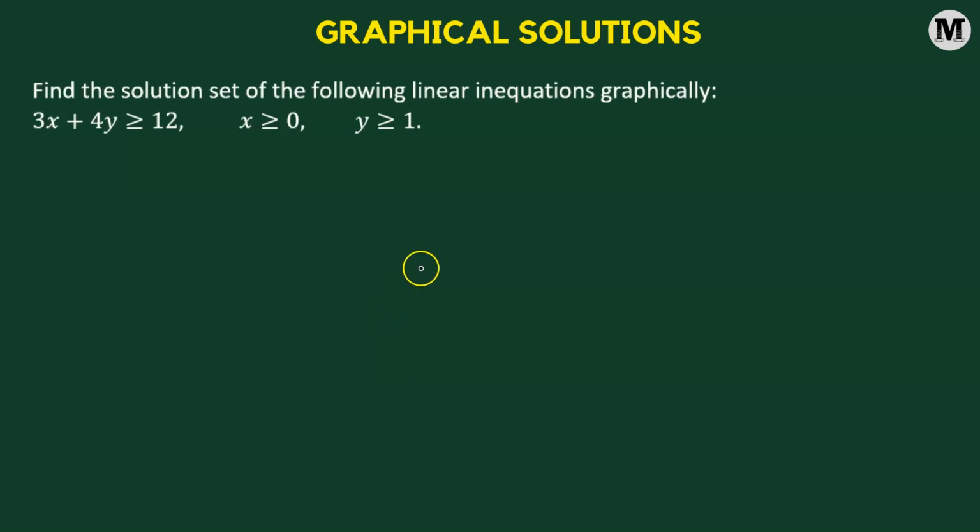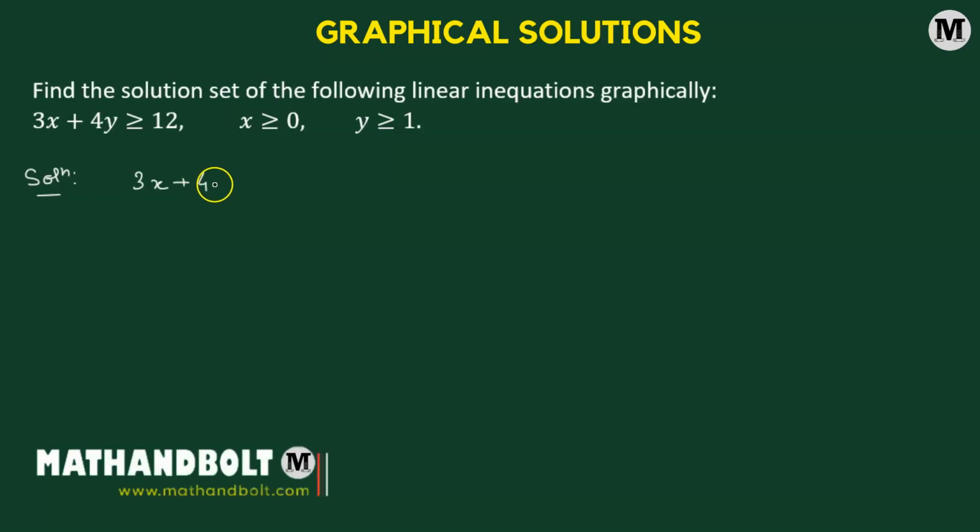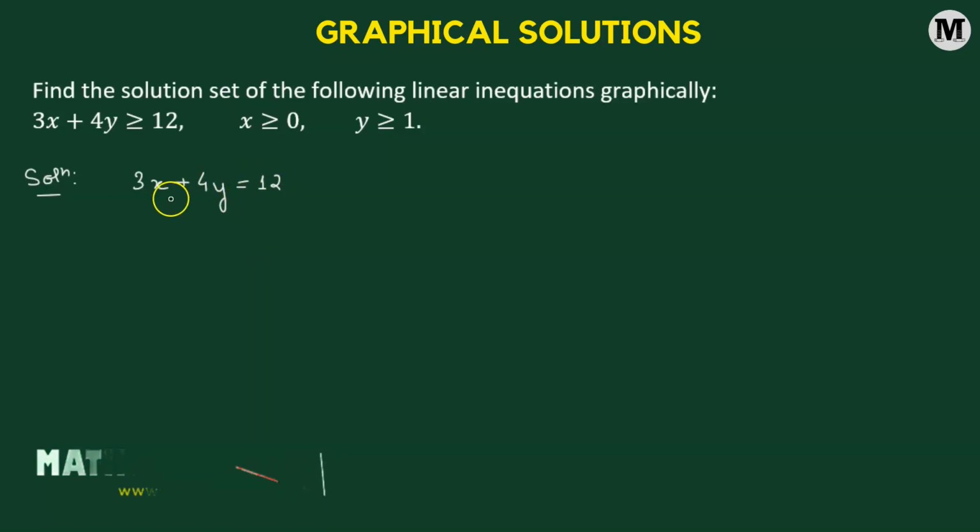Find the solution set of the following linear inequations graphically. Okay, let us begin. We'll start with the first inequation, 3x plus 4y greater than or equal to 12, and convert it into an equation. That means all we have to do is replace the inequality symbol greater than or equal to with an equal symbol, such that we get the equation 3x plus 4y equals 12.